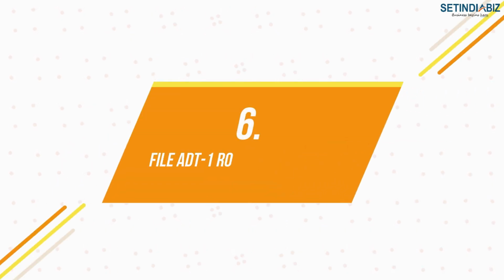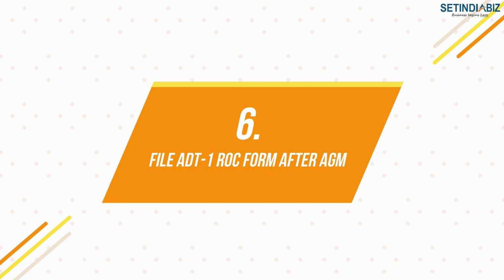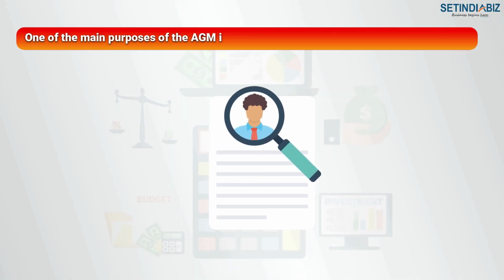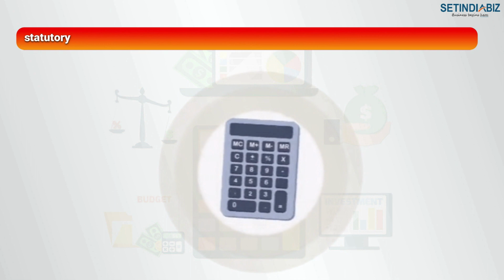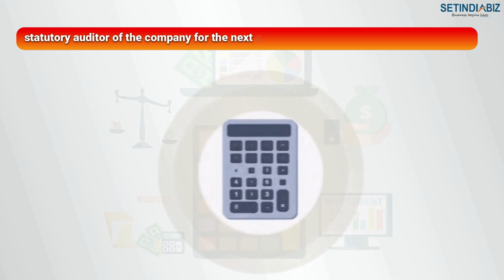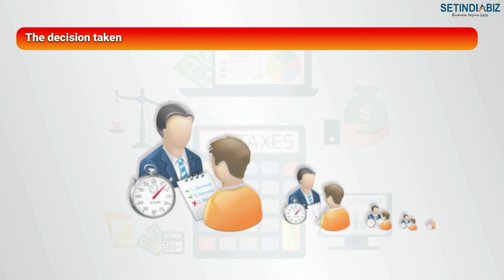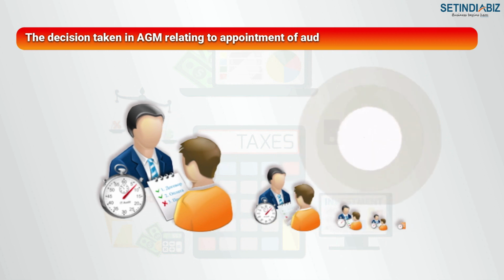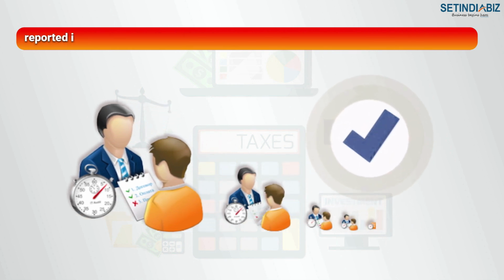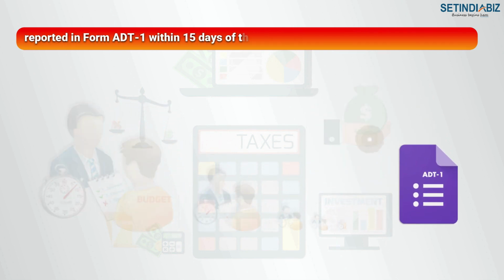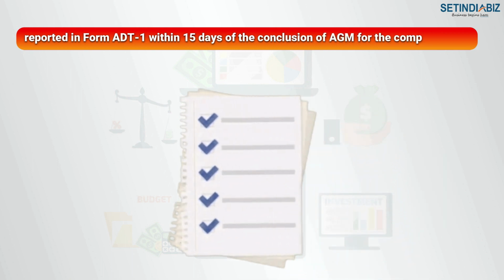6. File ADT1 ROC form after AGM. One of the main purposes of the AGM is to appoint or reappoint statutory auditor of the company for the next audit period. The decision taken in AGM relating to appointment of auditor of the company is reported in Form ADT1 within 15 days of the conclusion of AGM for the company.